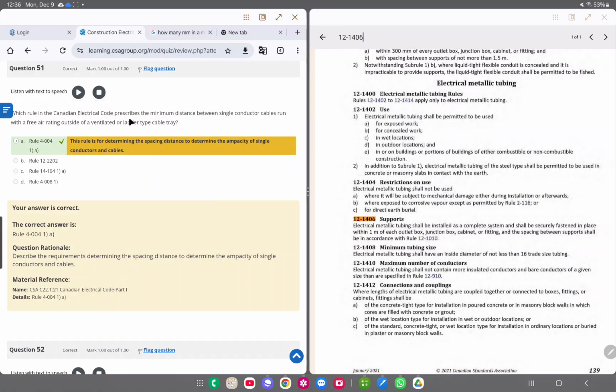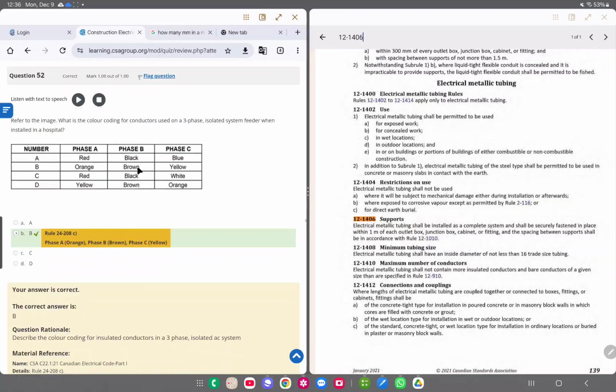Which rule in the Canadian Electrical Code prescribes minimum distance between single conductor cables run with a free air rating outside of a ventilated or ladder type cable tray? This is 4-004 1A. This rule is for determining the spacing distance to determine the ampacity of single conductors and cables. Here we have to refer to the image.